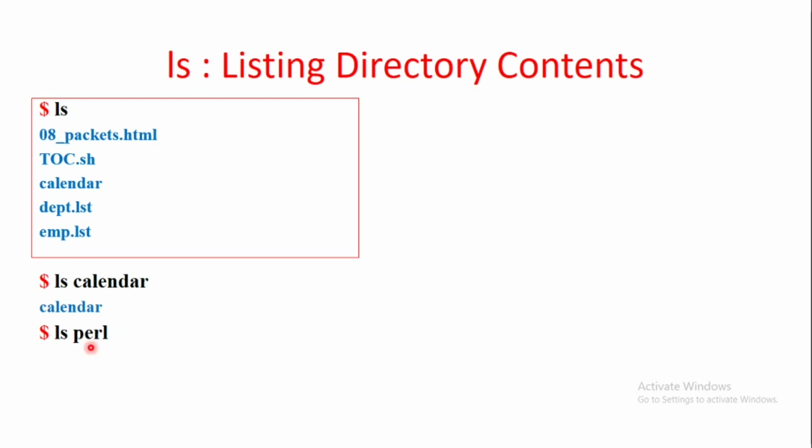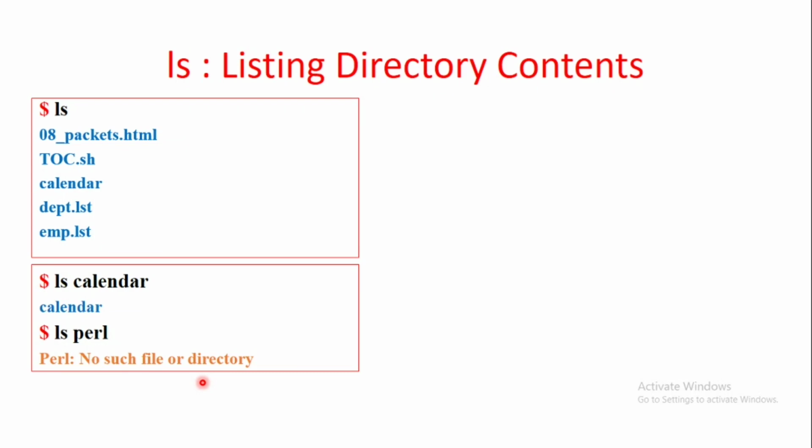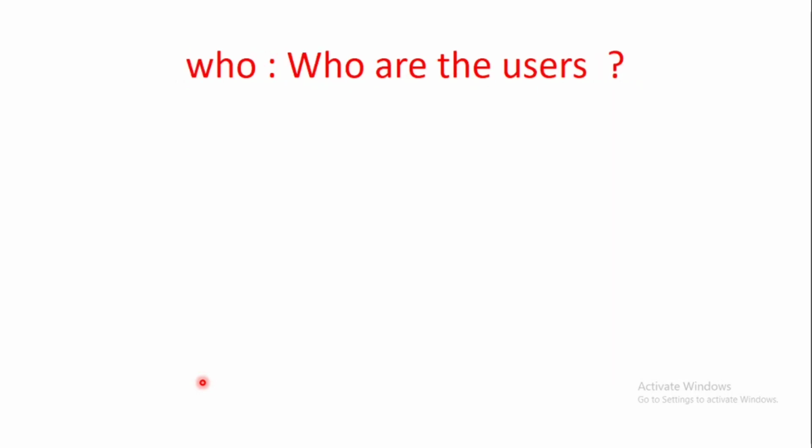So what happens if I pass an invalid file name to the ls command? Obviously Perl is invalid because it is not found under the current working directory, right? So what will I get? I'll get an error message saying that Perl is not found, no such file or directory. Ls is a very important command, and it comes with a lot of options which we will be learning in the upcoming session. So let us see the next one.